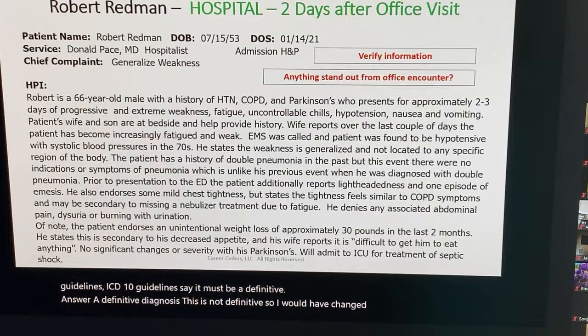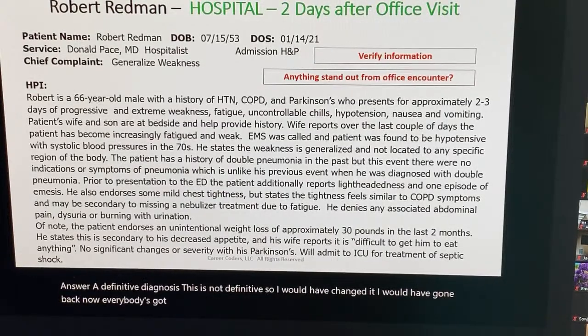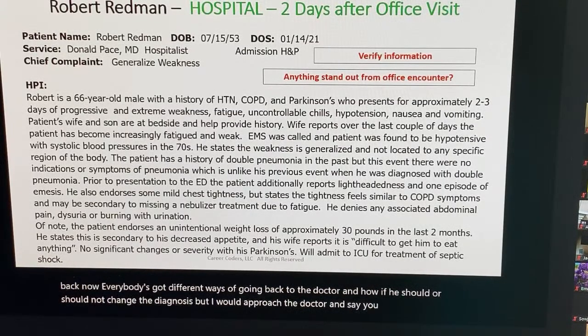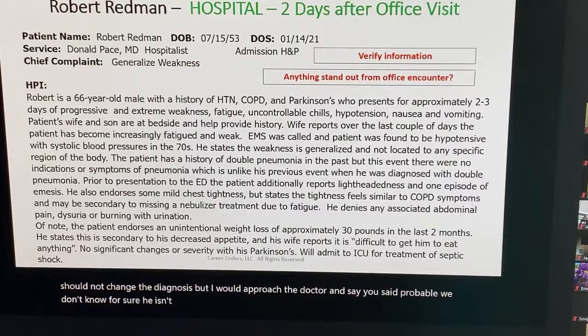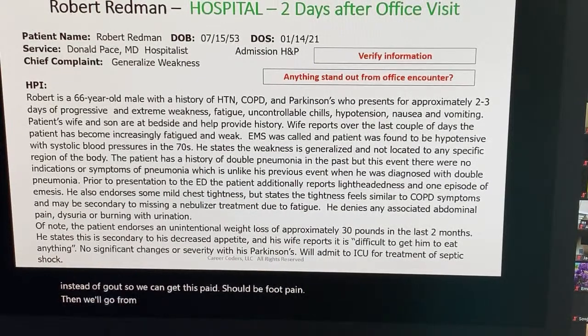So I would have gone back. Everybody's got different ways of going back to the doctor and whether you should or should not change the diagnosis. But I would approach the doctor and say, you said probable. We don't know for sure. He hasn't even had a uric acid test done yet. I feel the diagnosis, instead of gout, so we get this paid, should be foot pain. Then we'll go from there. But no, even though he gave that medication, it does not match the diagnosis. I hope that answered the question.